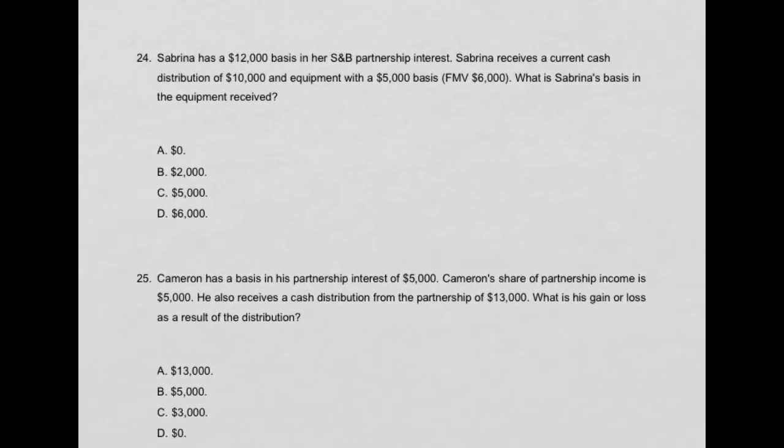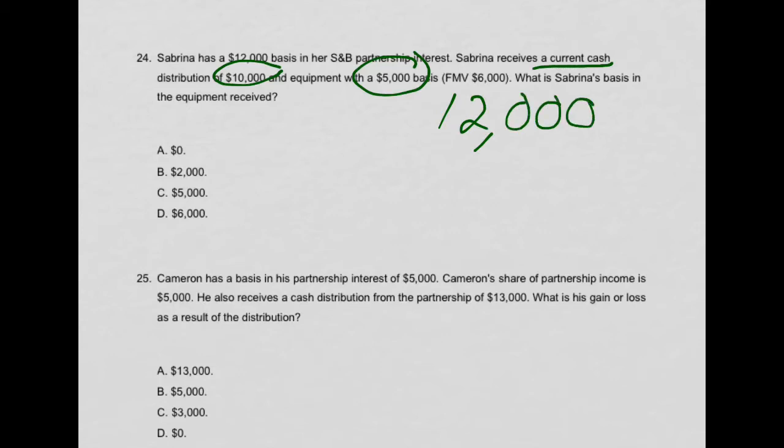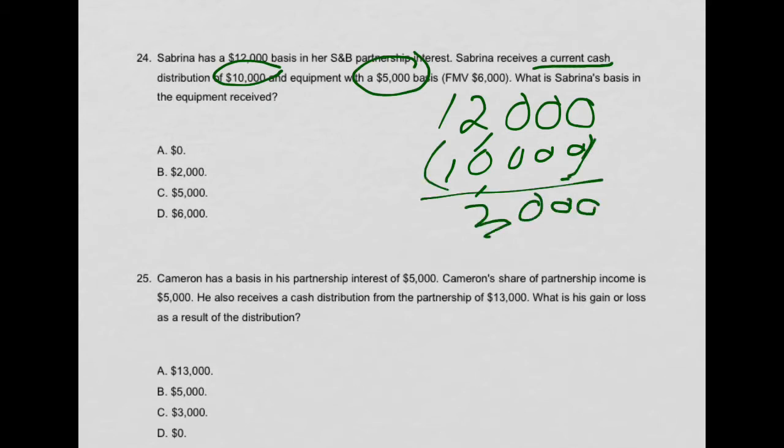Number 24, Sabrina has this $12,000 basis in her S&B partnership interest. She receives a cash distribution of 10 and equipment. And we had this in our homework. Actually, I think we went over this in a homework slide. I do recall that. So let's see how this works out. She starts off with $12,000 in basis. She gets 10 in cash as a distribution. So now she's down to, notice we do cash first, $2,000. And then we do the equipment.